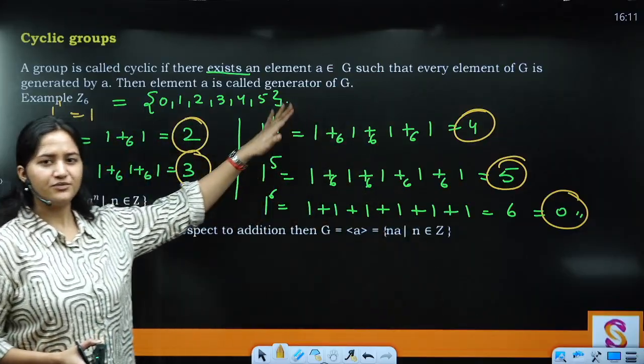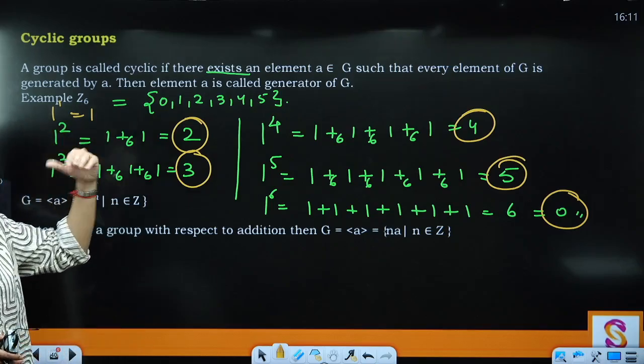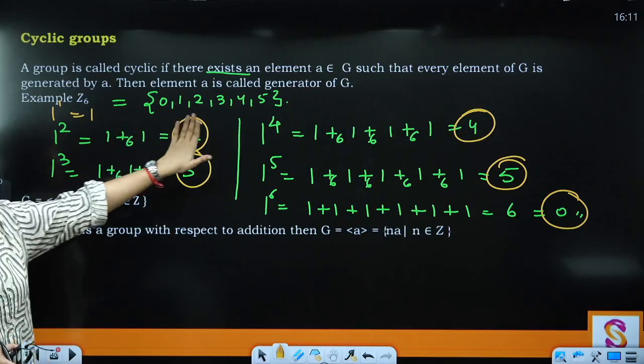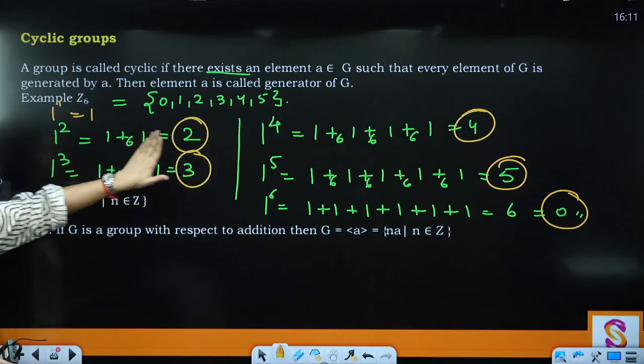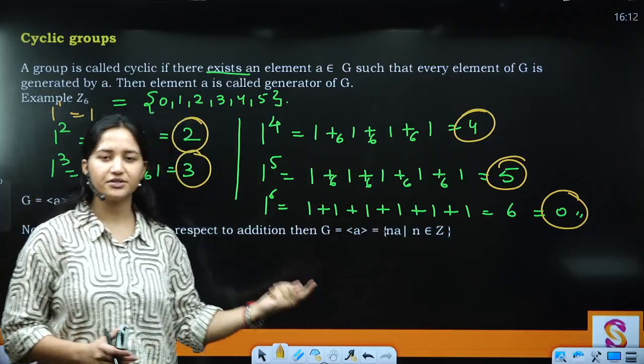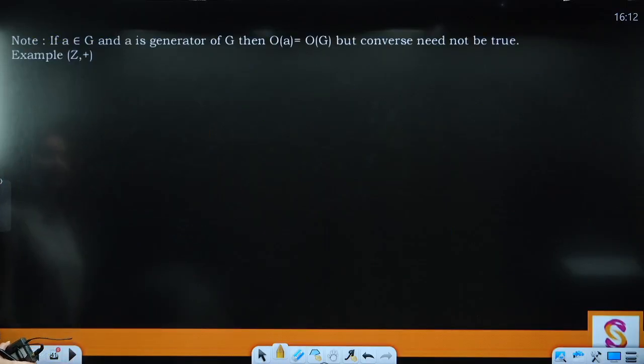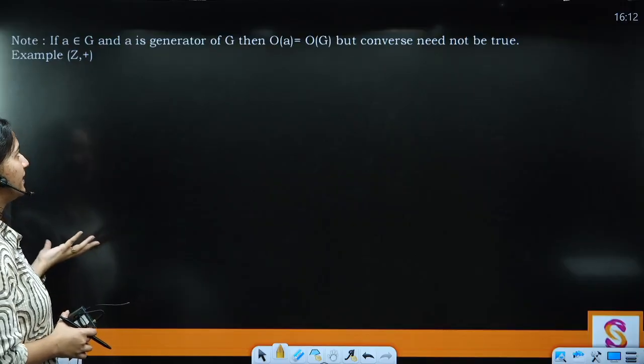ठीक है? सेम चीज़ है यहाँ पे. आप क्या करते? 1 raised to the power 2 को आप 2a लिखते. So 2 into 1 is going to give you 2. Then 3 into 1 is going to give you 3. This is the basic. लेकिन अगर आप इस standard notation से चलो, that will be better for you, right? चलो.